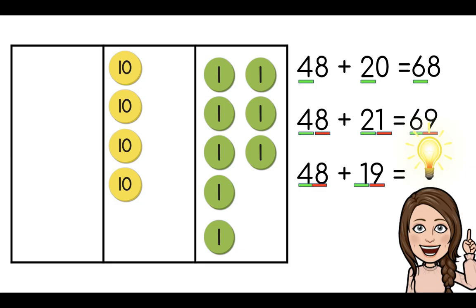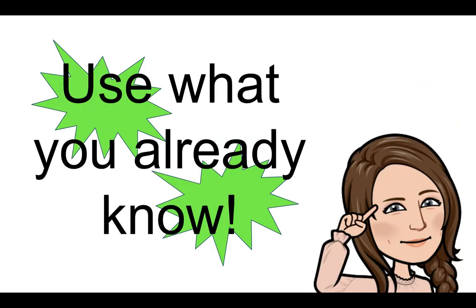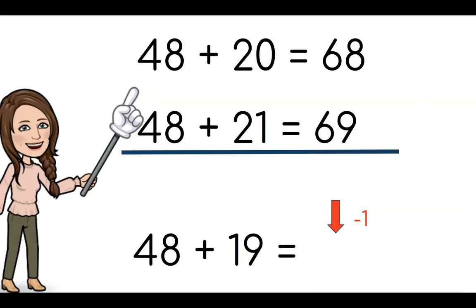Don't worry though, I do have an idea. We can use what we already know. Think about the problems that we've already solved. Let's use those to help us solve this problem. Look again here. We have 48 plus 20 equals 68. That was the first problem we solved. We added 2 more groups of 10 to get 68. Then we were able to solve 48 plus 21 equals 69.